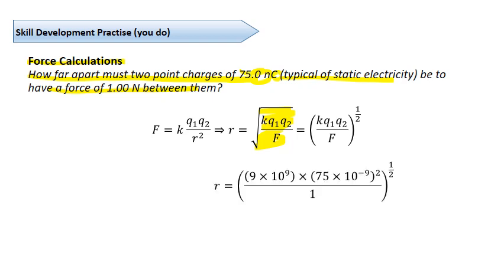Okay, substituting in those values, you should have got K as 9 times 10 to the 9, as it always is. Both of these charges have a charge of 75 times 10 to the negative 9, that is nanocoulombs, whole thing squared, divided by a force of 1 Newton. Then I've got to the power of half for my square root. Putting this into a calculator, you should have got 0.007 meters.